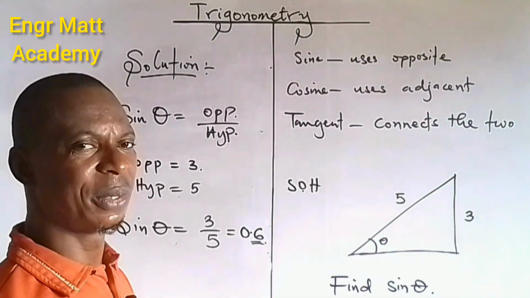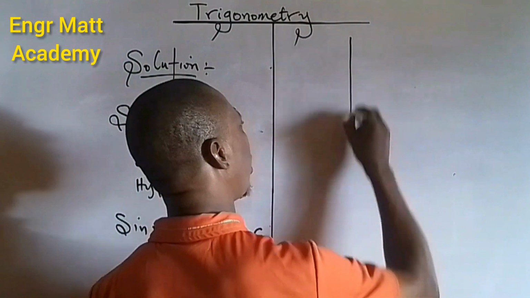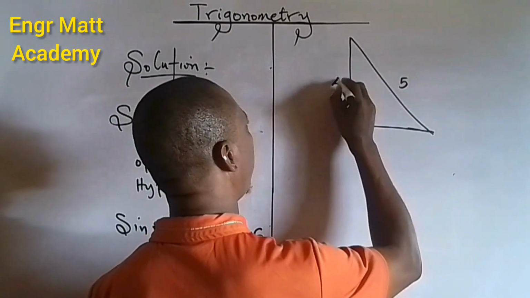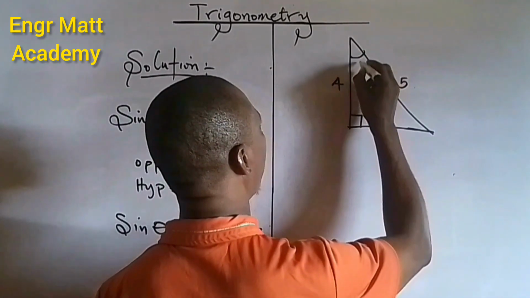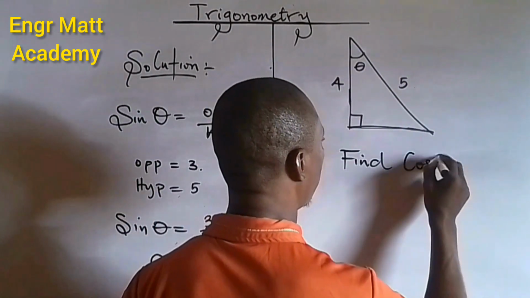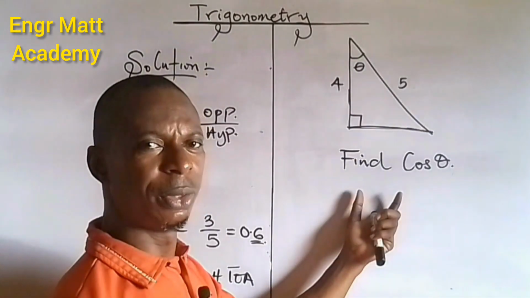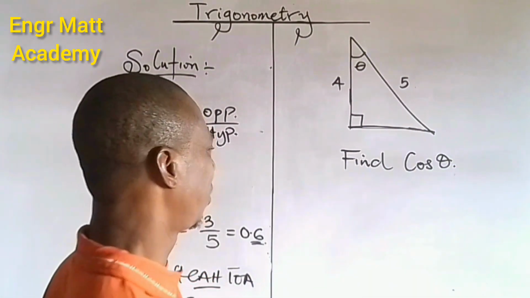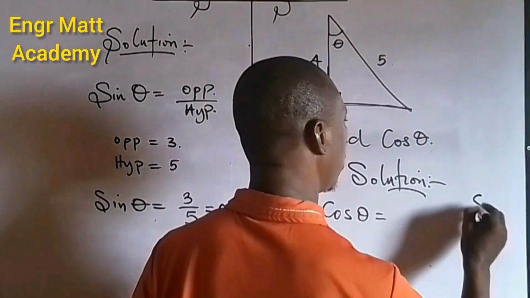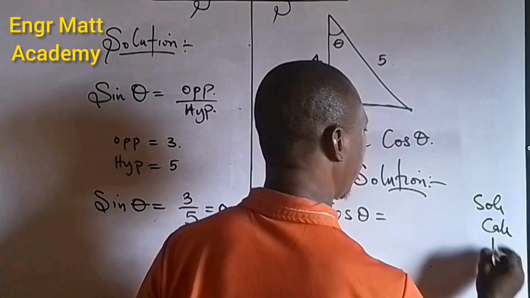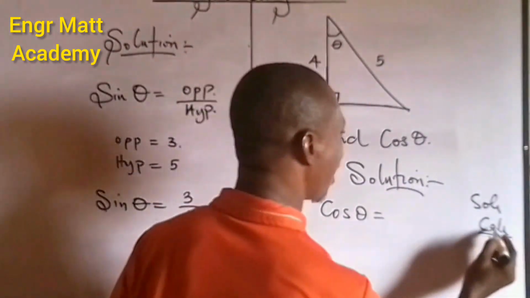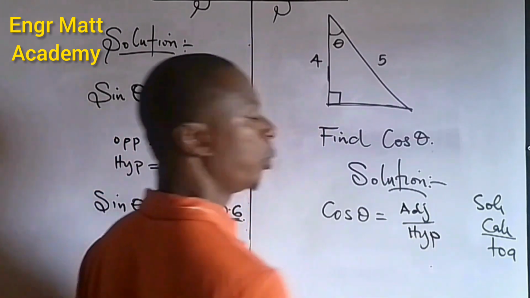Let's consider another triangle. Let's say we have this triangle, this one. This is the right angle. We have 5 here, and we have 4 here. We have theta here. Say find cos theta. How do we go about this? Let's see the solution. Cos theta. Always remember SOH CAH TOA. Cos is CAH and CAH is adjacent over hypotenuse.